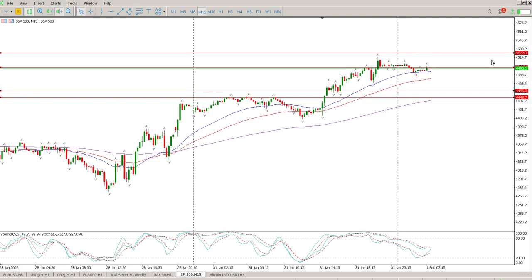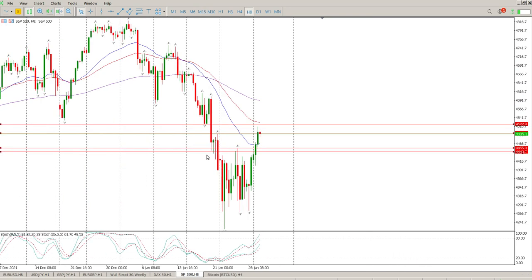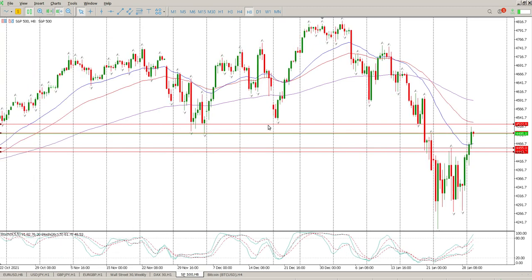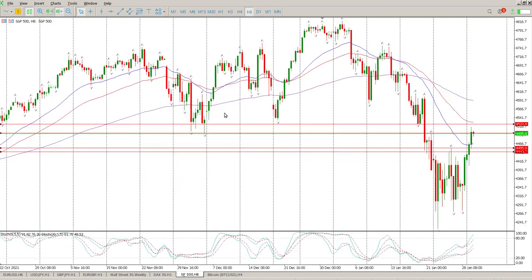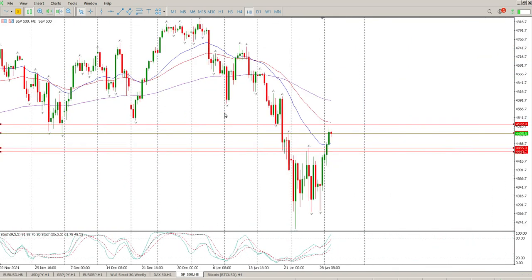So 4,500 is a very big level, big round number, and it is something which in the past, if you look at this, is what we've been buying off, and we kind of rejected it there. So there's a lot of price action around there, and if you just look at those oscillators at the moment on the 8-hour, this is a big area. So we're going to have to get above it, come back, test it, build a base off there before I even start considering that. For me, this trend is down.